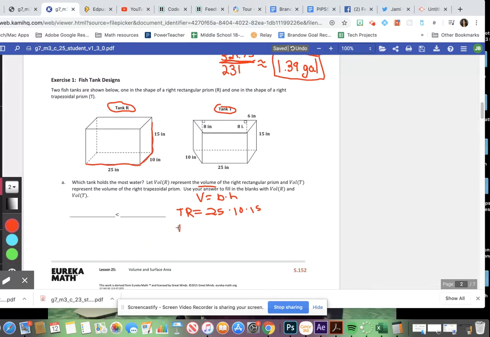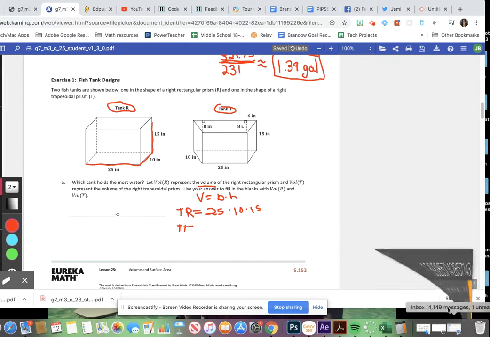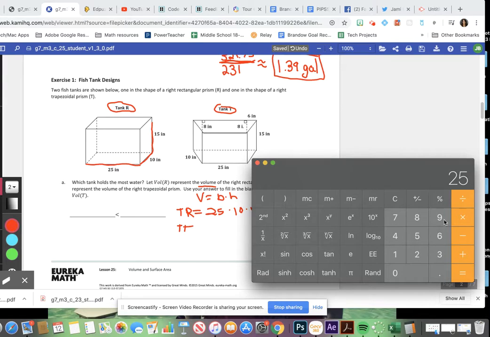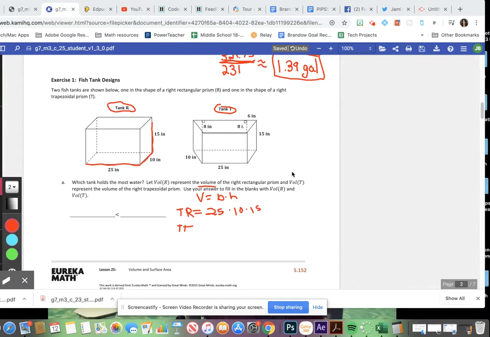And tank T, let's go ahead and do this. 25 times 10 would be 250 times 15. So 3,750. This is inches cubed.